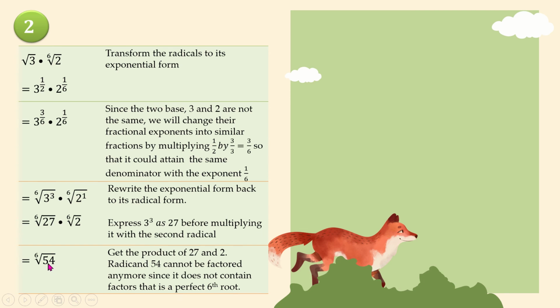If we change 54 as base to exponent 6, what will happen? 2 times 2, 4, times 2, 8, times 2, 16, times 2, 32, times 2, 64. So, if we change it as base to exponent 6, the result should be 64, not 54. So, therefore, 54 is not a perfect 6th root. Sorry. So, therefore, it cannot be simplified. It remains as it is.